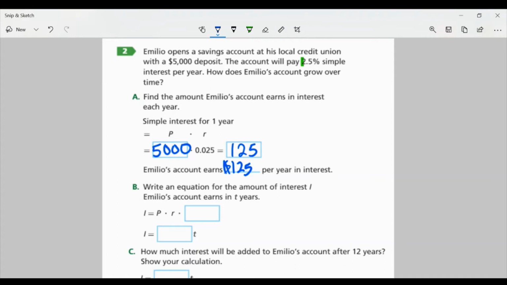Part B, write an equation for the amount of interest I, Emilio's account earns in T years. Well, our formula is I equals P times R times T, right? Pretty simple. We know that the simple interest for a year is $125 now. So I can plug that in.